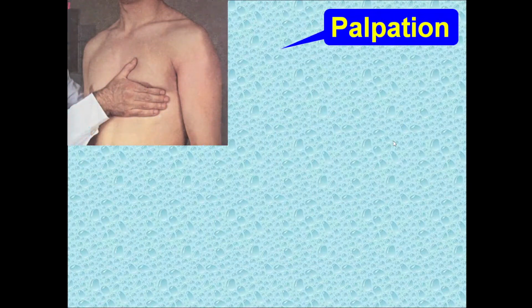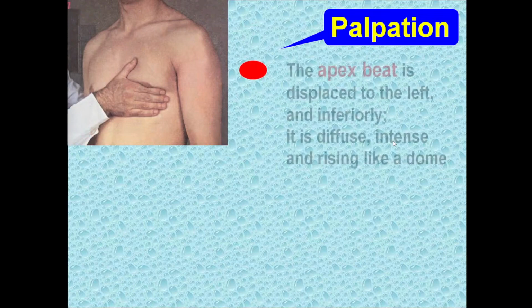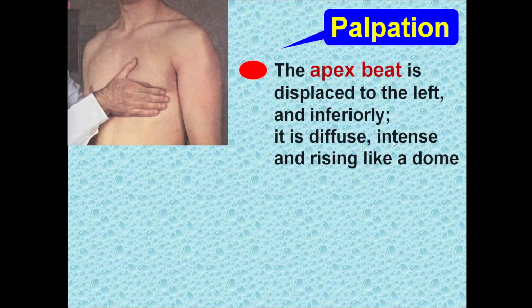Palpation. Problems with the heart apex, whose display becomes diffuse, high, and resistant due to the hypertrophied left ventricle. And it is more intensively displayed in a patient with aortic regurgitation. Sometimes we can feel pulsation of the left ventricle to the axillary line.